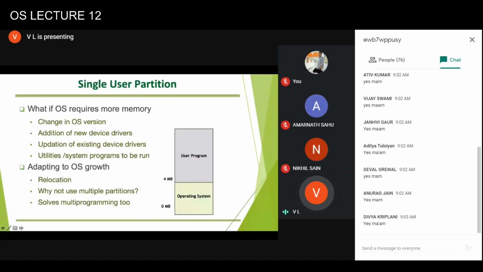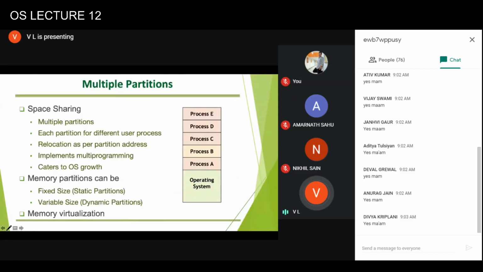So naturally, if the operating system grows, let's say to 5 MB, then the user program cannot be loaded into this part. And it has to be relocated from 5 MB onwards. So all the programs which were compiled with the 4 MB option will not run because they cannot be loaded into the memory and cannot be run. So how do you solve it?